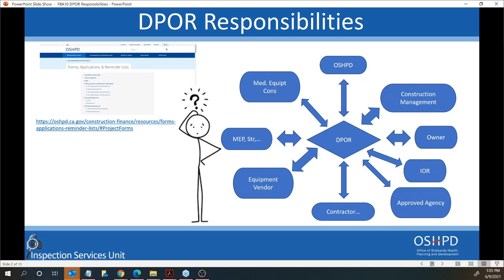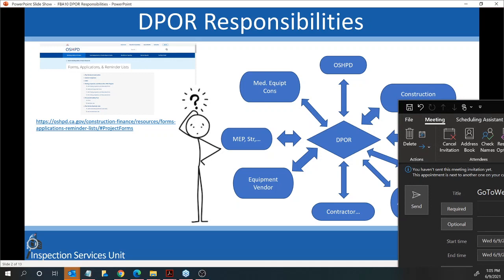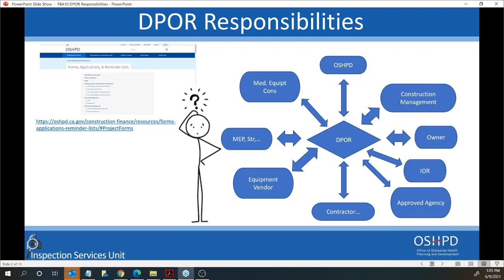But what about paperwork? What about OSHPD? For what is the DPOR responsible, and where do we look for a list? On the OSHPD website, there is a list of the documents required to be submitted, listed by the specific phase of the project, as the website describes. You can see here to the left in blue the link for that part of the OSHPD website. Of course, if you are confused, you can always reach out to OSHPD for clarification.